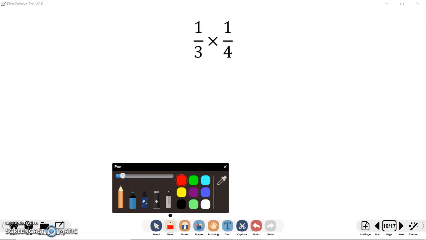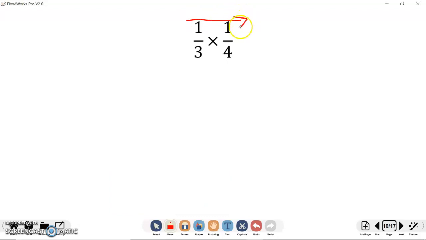Alright, so we're multiplying across the top and the bottom. So 1 times 1 and 3 times 4. And we'd have 1, and 3 times 4 is 12. And then the last thing we look at is, can we simplify this? Well, if you have a 1 in the numerator, there's nothing you can do to simplify. Because really you just have 1 times 1 on top and 1 times 12 on the bottom, which means you're just going to end up with 1/12 as your fraction.